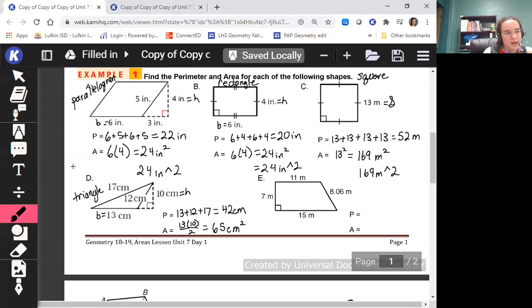Our next one, we have a trapezoid. And the perimeter of a trapezoid, 7 plus 11 plus 15 plus 8.06. Which is 41.06 meters.